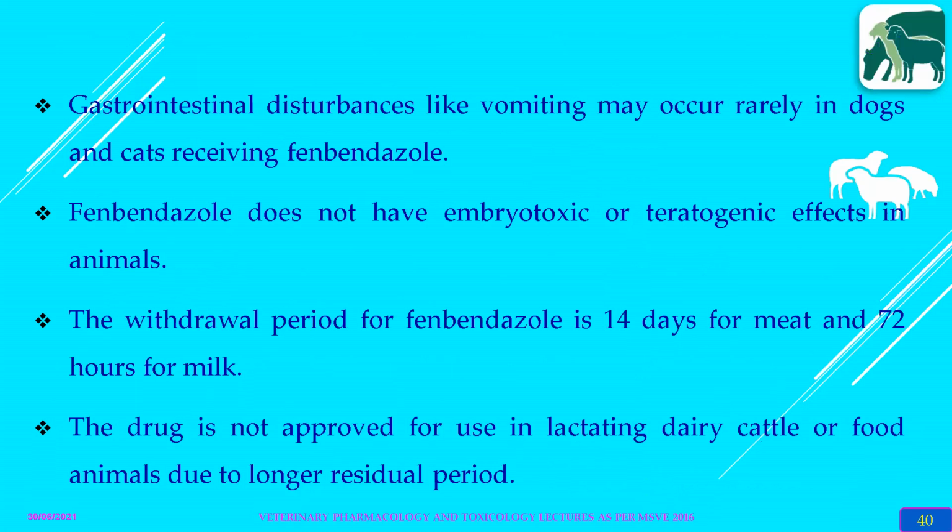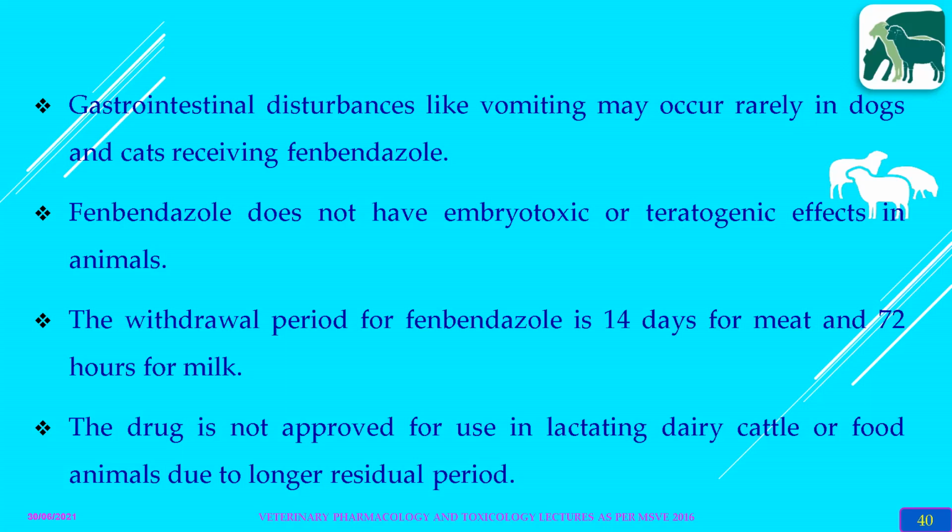Among the bendazoles, fenbendazole is the safest in its efficacy, and gastrointestinal disturbances like vomiting may occur rarely in dogs and cats receiving a very high dose. Fenbendazole does not have embryotoxic or teratogenic effects and is safe in pregnancy. So you can administer it to all classes of animals, whereas thiabendazole and albendazole should not be administered within 3 months of pregnancy.